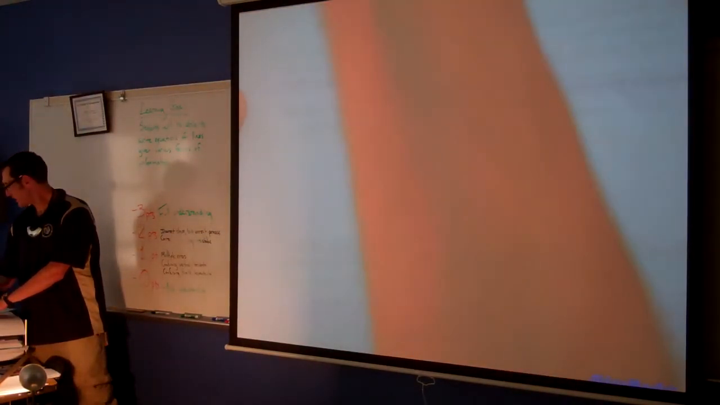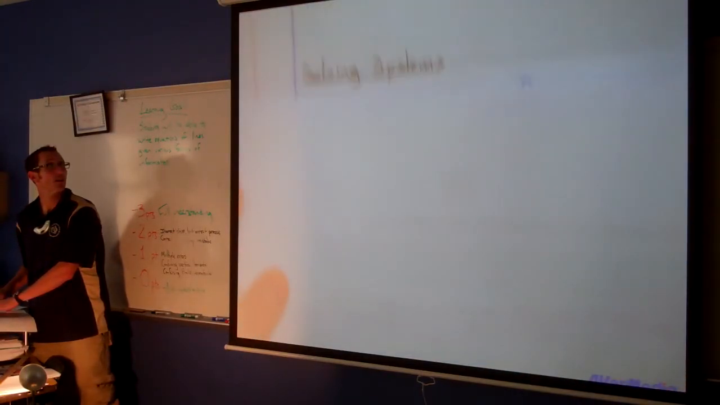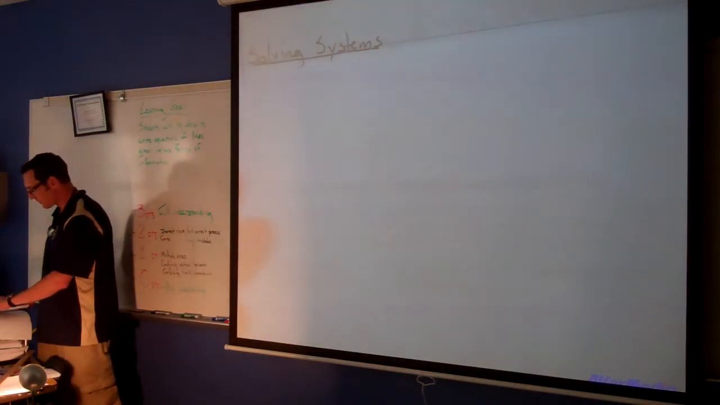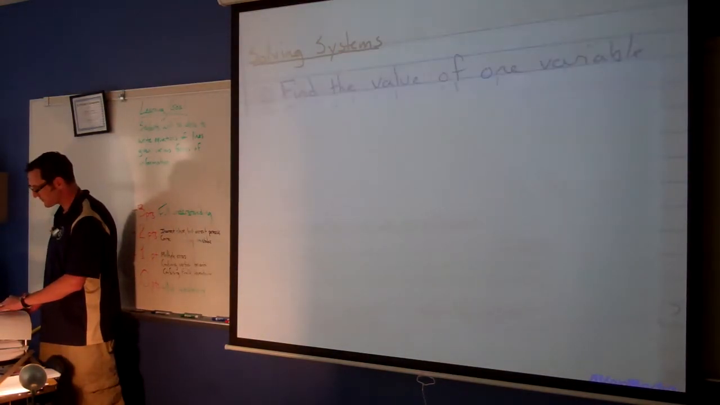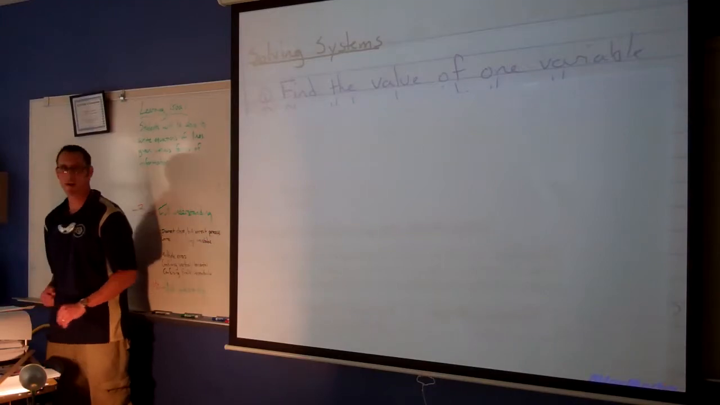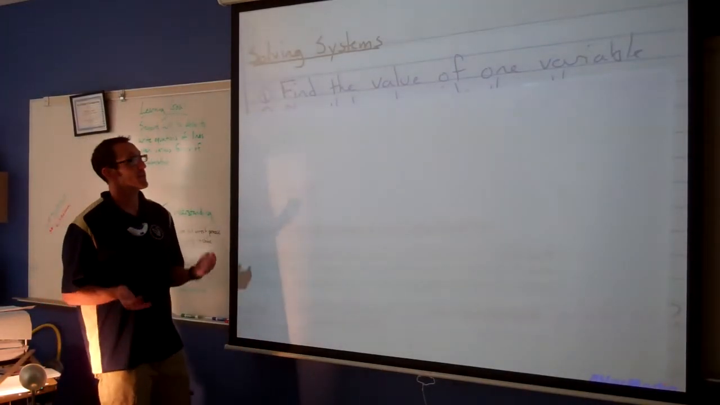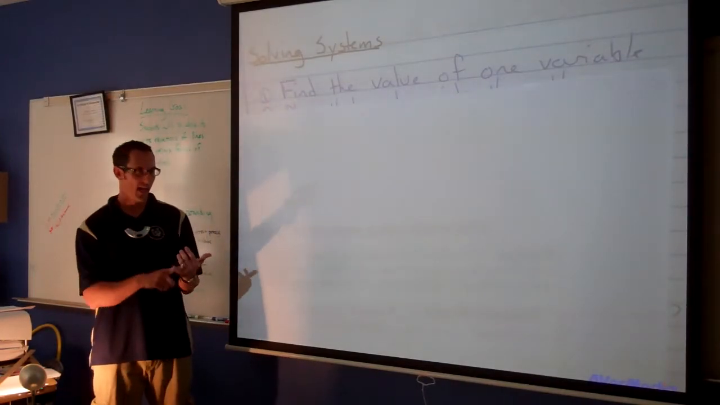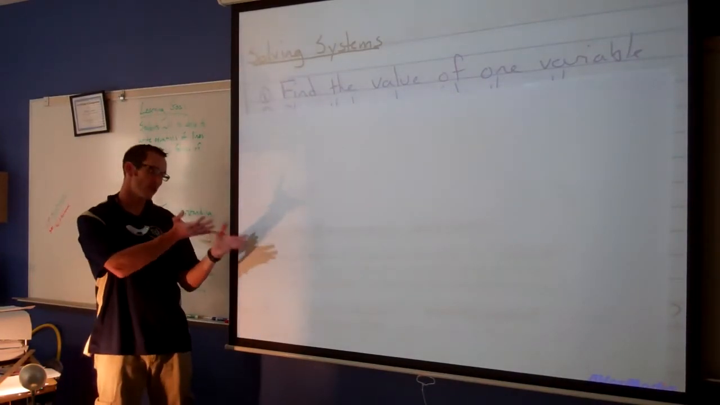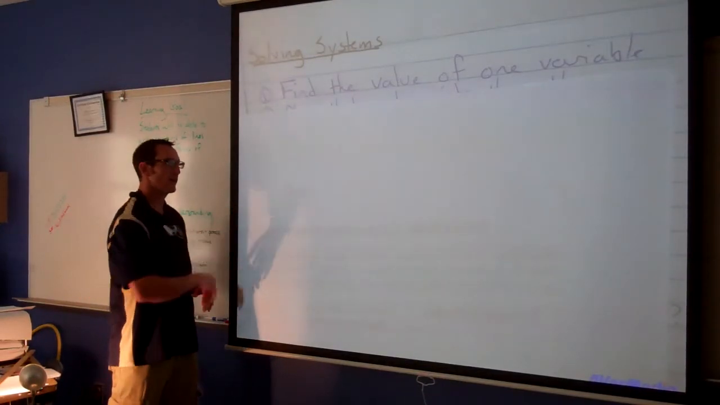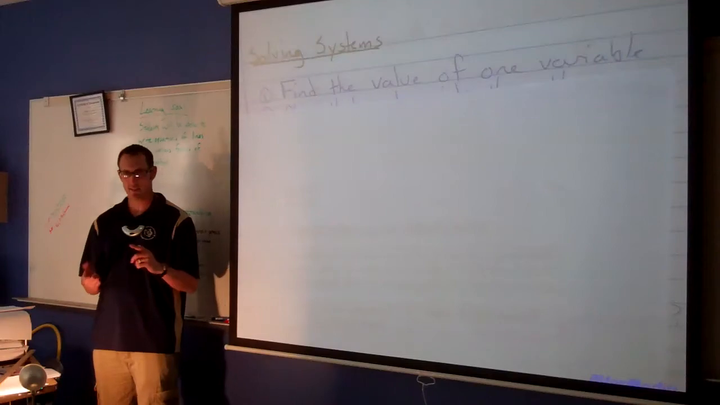So when we're talking about systems of equations, there is a method that we could use to solve that system. The first thing we want to do is find the value of one of the variables. Most equations that we deal with have more than one variable, an x and a y. Some equations just have an x, vertical lines. Some equations just have a y, horizontal lines. But most equations work with an x and a y.